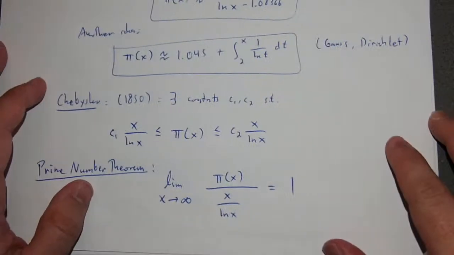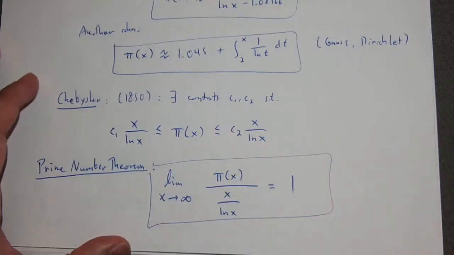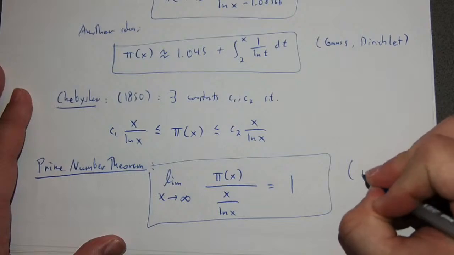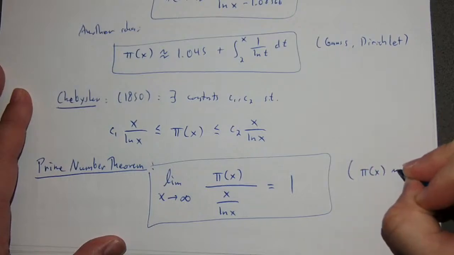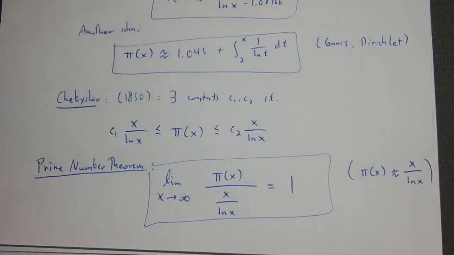Which, of course, you could restate if you wanted to. So this is saying that pi of x and x over ln of x are approximately the same quantity when x is large. Right. So a note about the prime number theorem. You will see this often, that this is true. And it's a pretty amazing fact.